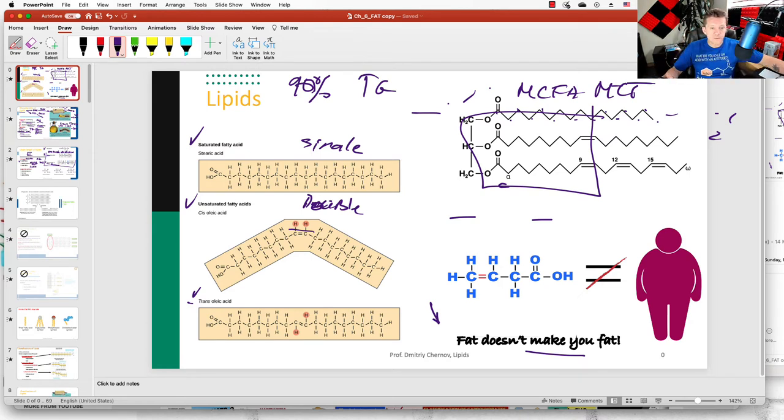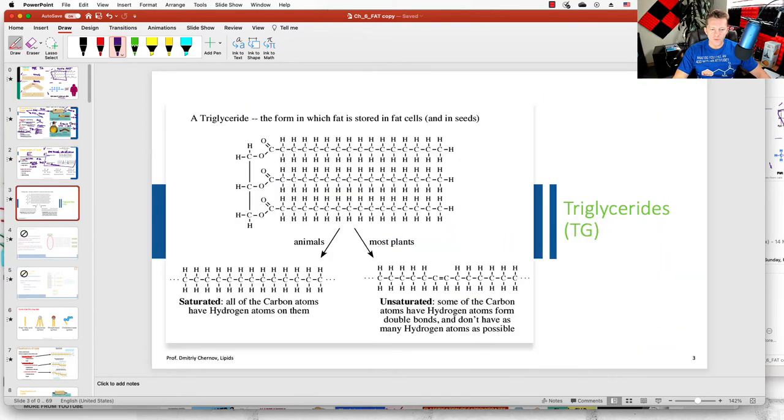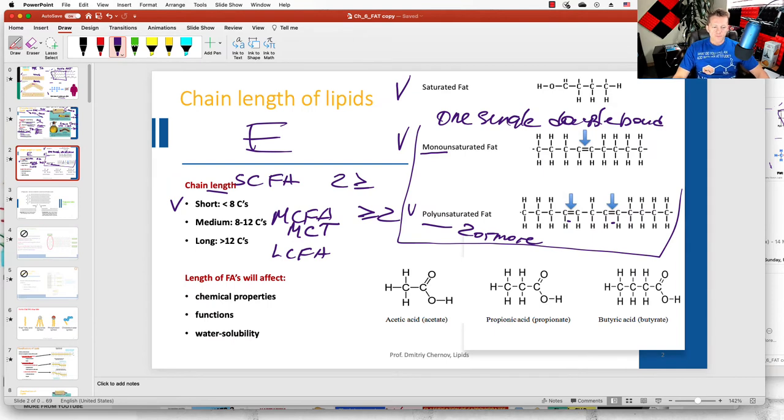Obviously, there are other forms that I mentioned right in the beginning of the lecture. Triglycerides, monoglycerides, diglycerides, cholesterols, short, long, medium, they come in different forms, phospholipids, and so on. So, why is length important? Length of fatty acids will affect the chemical properties of the fat, their arrangements, functionality, the way they will function in your body, and solubility.